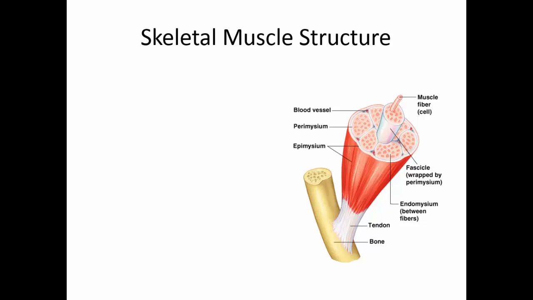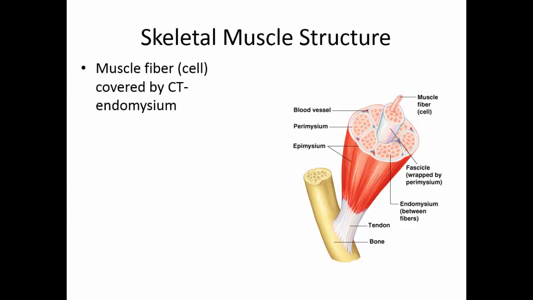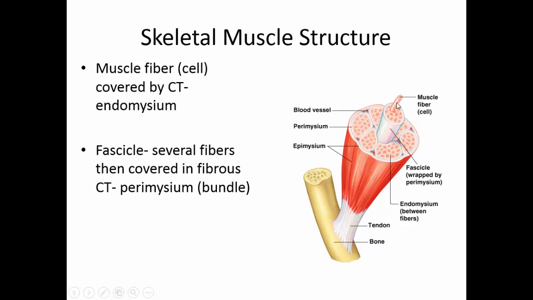As we look at the structure of a skeletal muscle, we're going to start calling things different names. A muscle cell is now going to be called a muscle fiber. So this muscle fiber is an individual cell in the muscle. Long, it runs the entire length of the muscle. It is surrounded by a connective tissue called the endomysium.